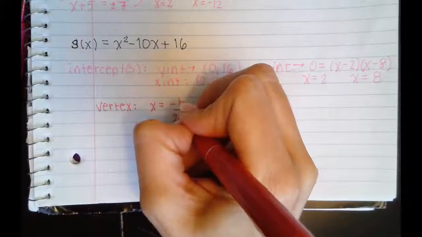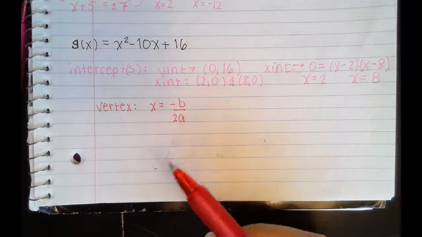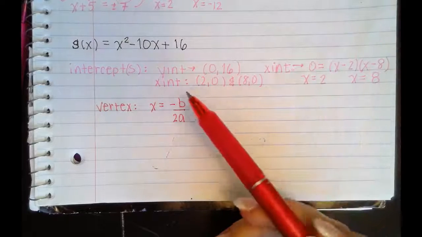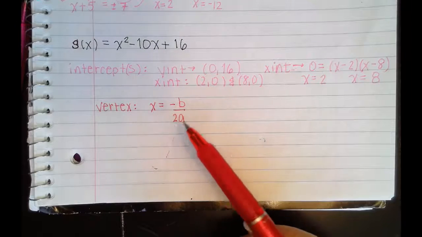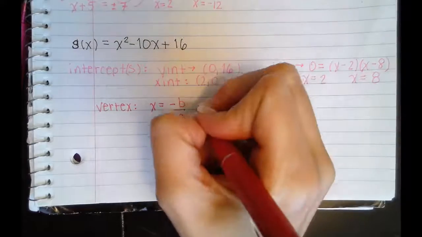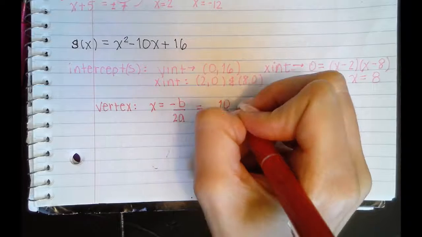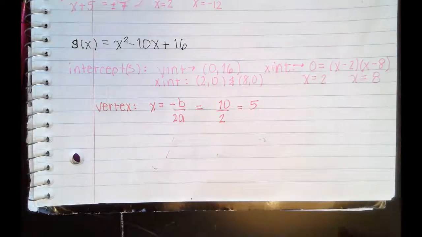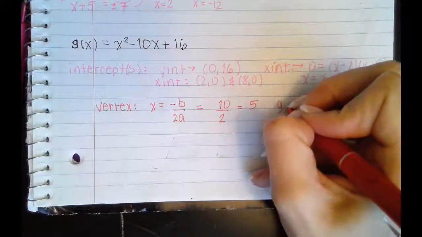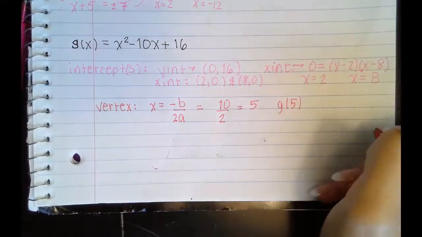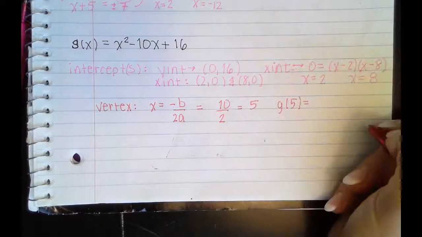Negative b over 2a will give me 10 over 2 times 1, is 10 over 2, which is 5. So the x value of my vertex is going to be 5. Then the way you show your work best is I would write g of 5 equals, because then you're saying my y value at 5, my function value, my output value at 5 is 5 squared. Now if you have a number in front, make sure you square first and then multiply by the coefficient after. Minus 10 times 5 plus 16.